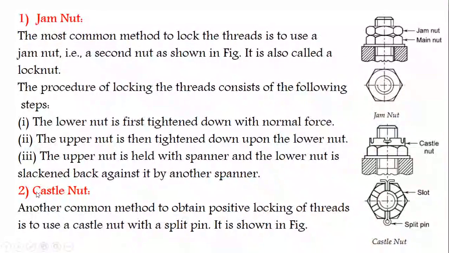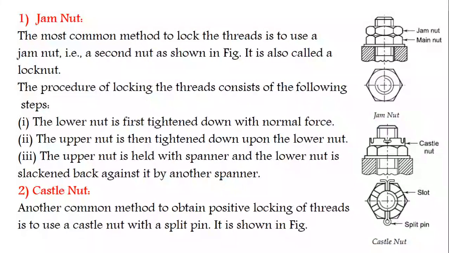And the second one is the castle nut. Another common method to obtain positive locking of threads is to use a castle nut with a split pin. This is shown in the figure. This is the castle nut assembly. The castle nut consists of the usual hexagonal nut but with an additional upper cylindrical part. This is the common hexagonal nut with the upper cylindrical part. This is the upper cylindrical part.